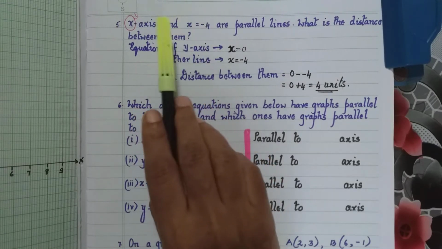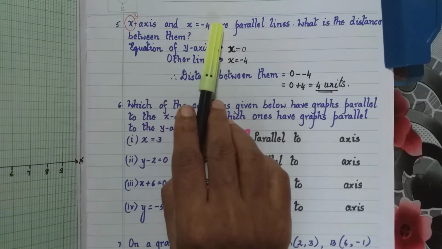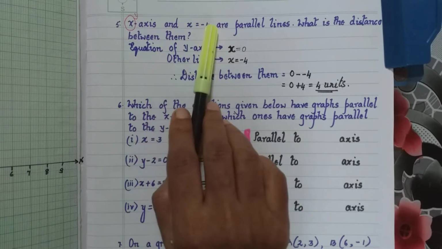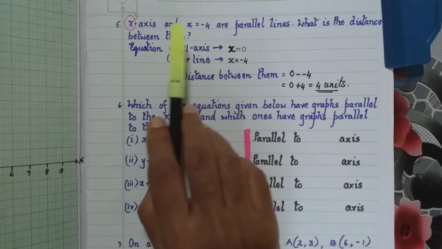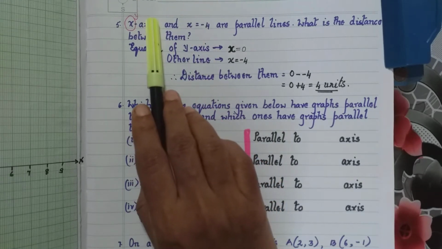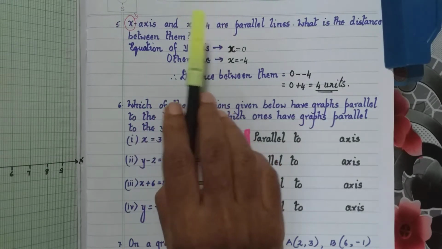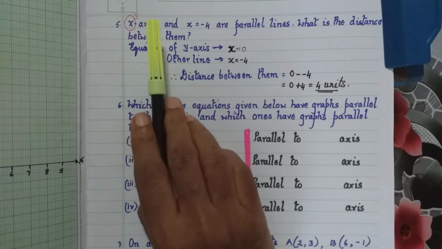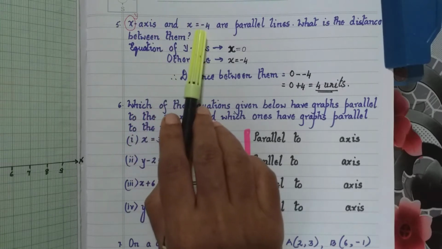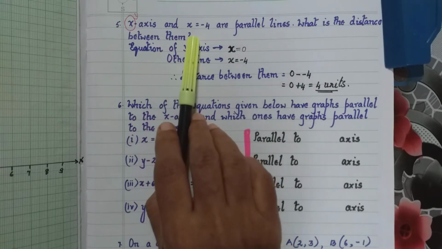Only when x equal to some constant number, x equal to some constant number, there are two lines like this, then we can say they are parallel lines. We cannot have one as y equal to a constant and one x equal to a constant. Both should be either x equal to something or both should be y equal to a constant number.